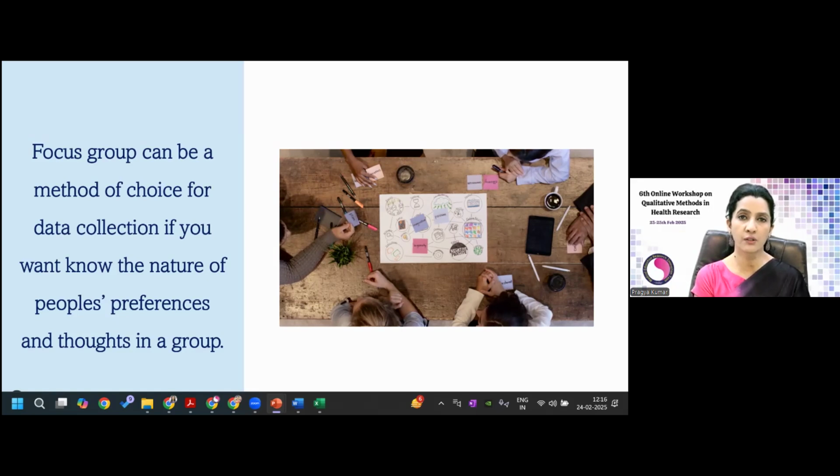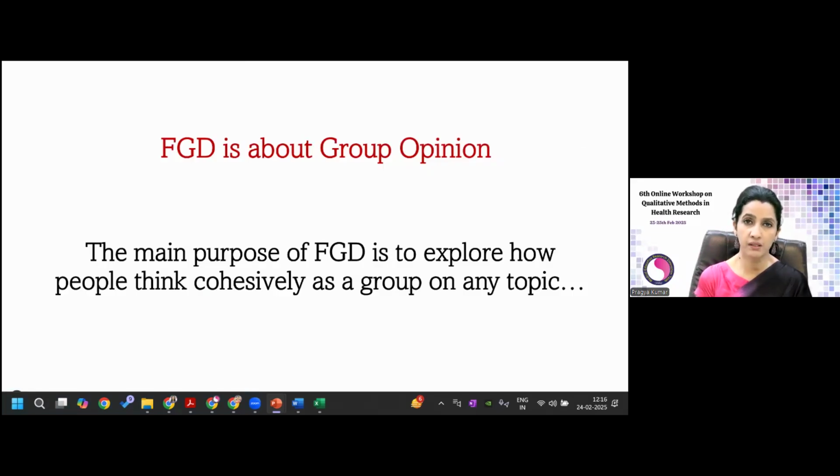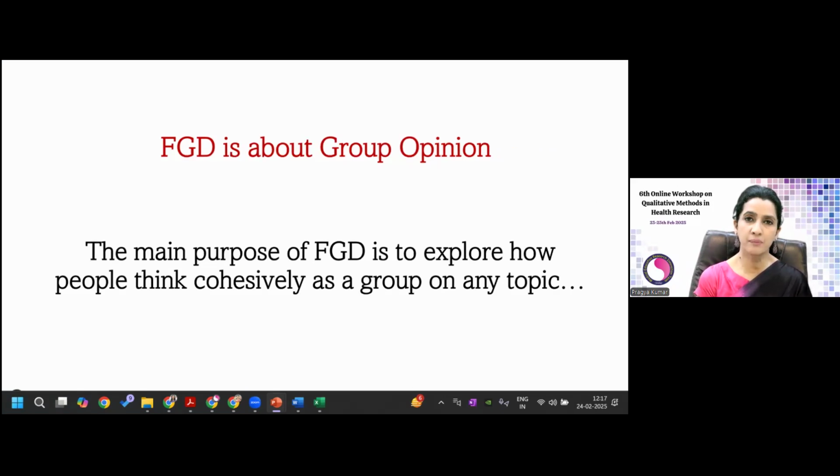This focus group discussion is about a group opinion. At the end, generally what you desire is that you should come to a conclusion. The purpose is to explore how a particular group of people think on a particular research question or a particular topic cohesively. That's why the group opinion matters. And in that context, FGD is a better option of data collection as compared to the in-depth interview.